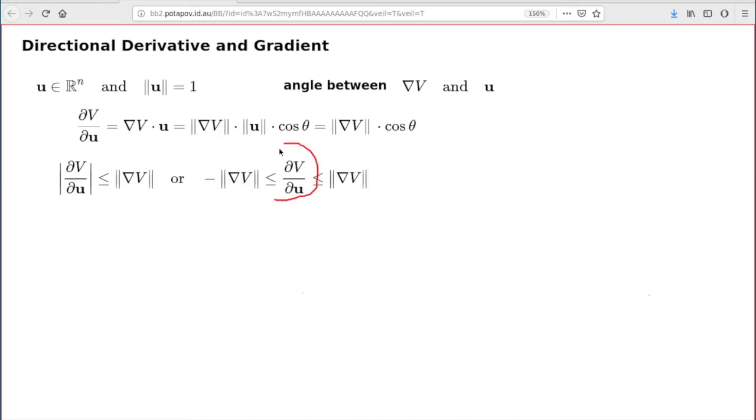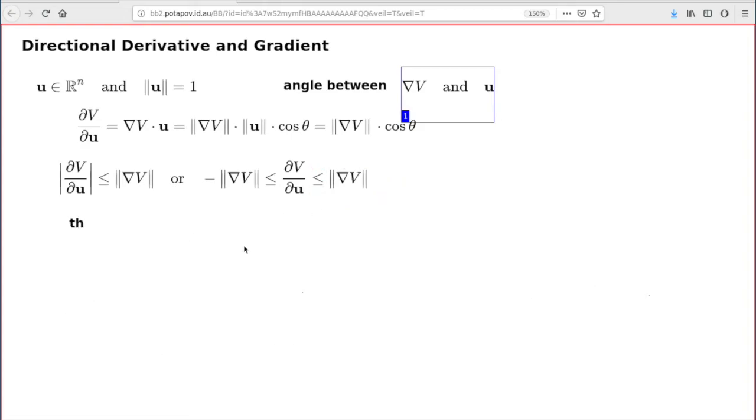Or if you would like to present this without absolute value, then the rate of change is always bigger than or equal to negative the magnitude of the gradient, and less than or equal to the magnitude of the gradient. Furthermore, if it happens that your cos is exactly 1, which means that these two vectors are parallel, then your rate of change will be exactly the magnitude of the gradient. So this right-hand side inequality will become a sharp equality.